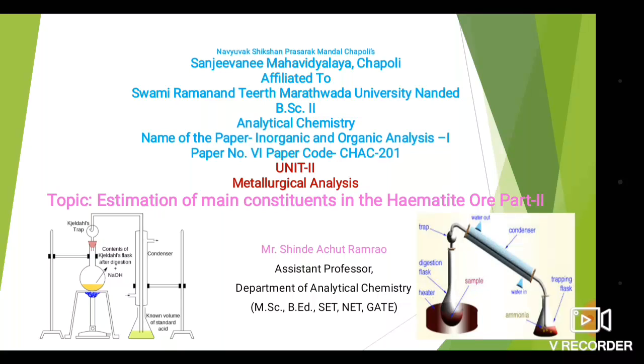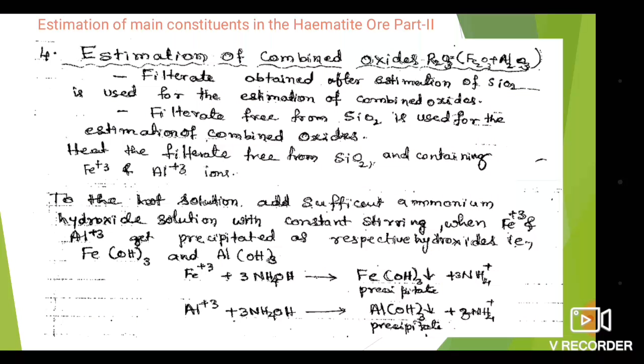In this lecture we are going to learn about the second part of the analysis of hematite ore, in which we will learn about the analysis of combined oxide, analysis of Fe2O3, and analysis of Al2O3. So let's begin with this. Estimation of combined oxide, that is R2O3. R2O3 means what? Which are these oxides? That is Fe2O3 as well as Al2O3.